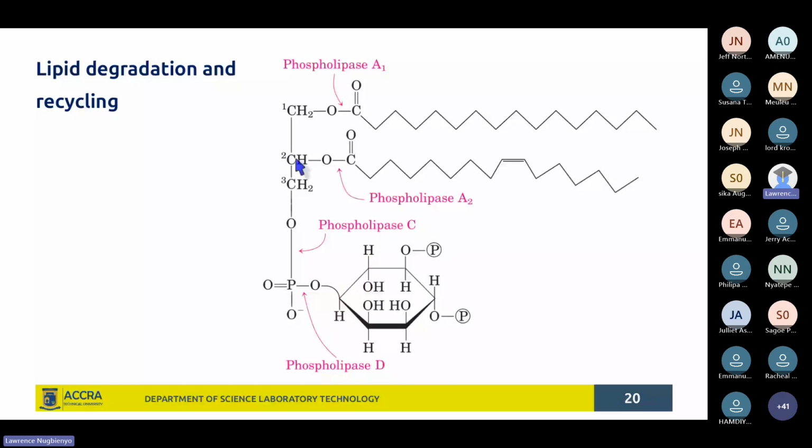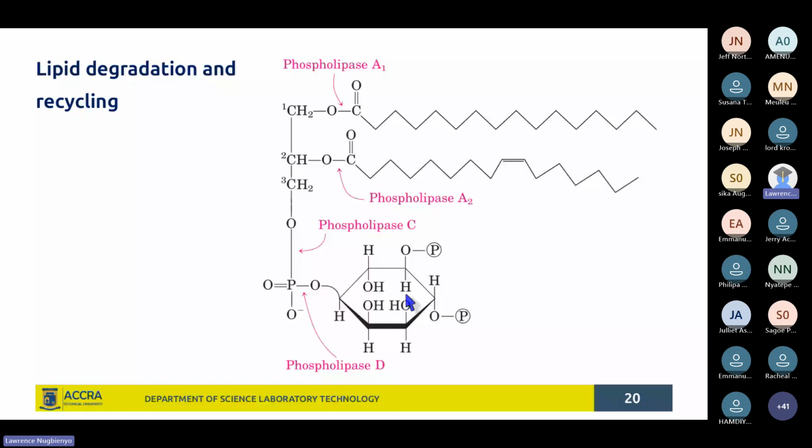Then for phospholipids, you have a phosphoester bond that forms between the glycerol backbone and a phosphate group. And the enzyme that breaks that down is phospholipase C. And you have phospholipase D, which breaks down the phosphoester bond between the phosphate group on the glycerol backbone and a side chain, which is on that phosphate group.